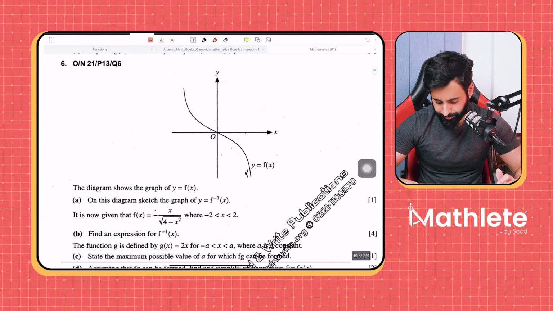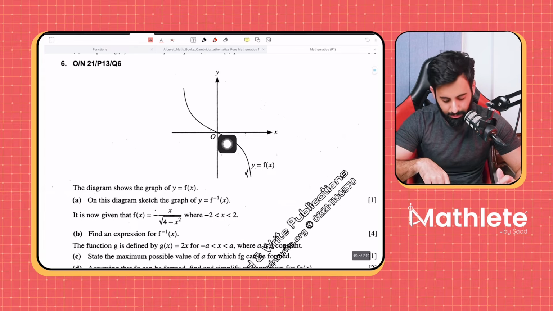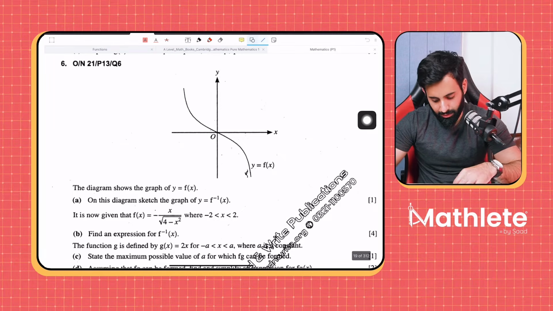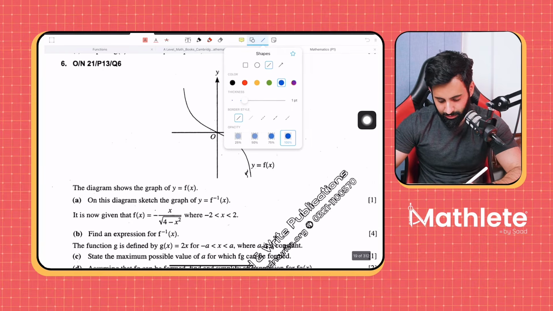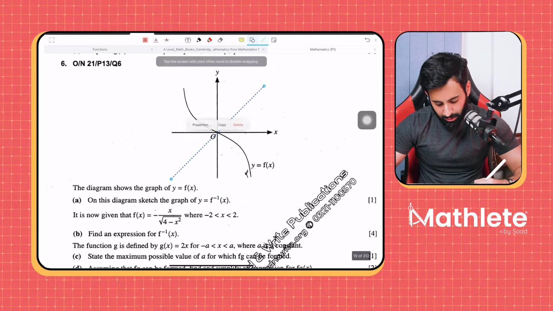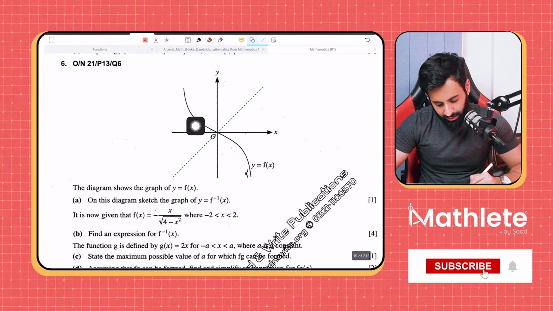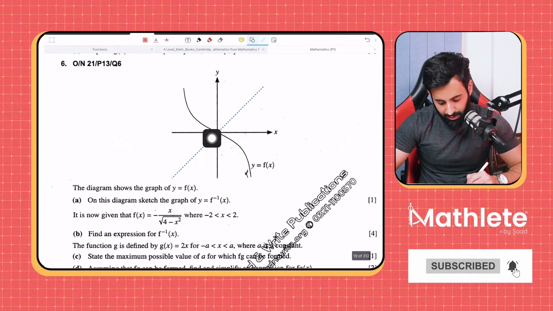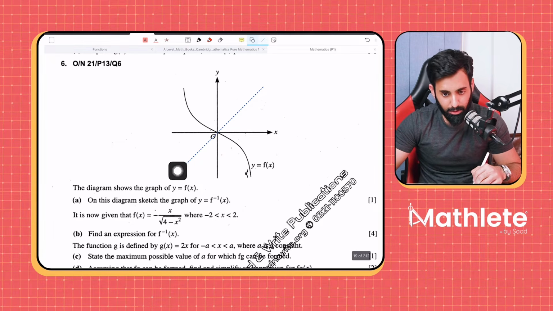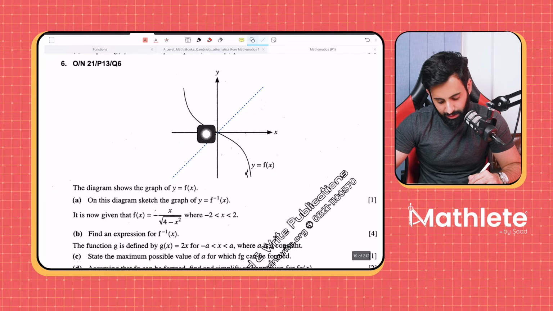Okay, so this could be an example. You have the graph of y equals f of x, and the question is asking you to draw the diagram of y equals f inverse of x. It's a 1-mark question, and the question is how exactly are we going to do it? What we need to do is reflect this along this line, and reflect this along this line. This is your mirror line. You need to reflect this along the blue line, and this along the blue line as well.